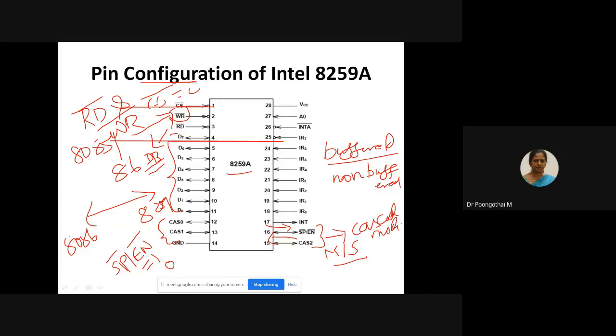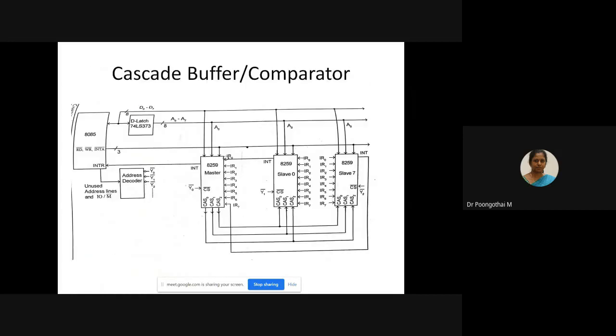Suppose the device is programmed in non-buffered mode, it is used as an input pin to determine whether 8259A is to be used as a master or slave. I will explain these pin details elaborately in the following sessions. Okay.